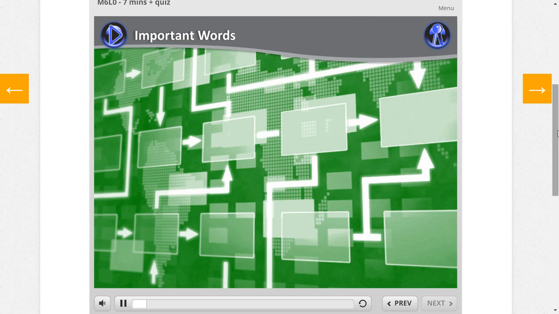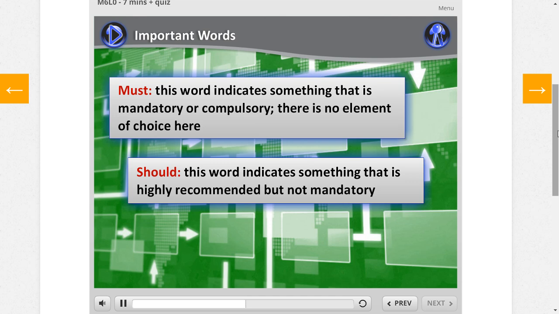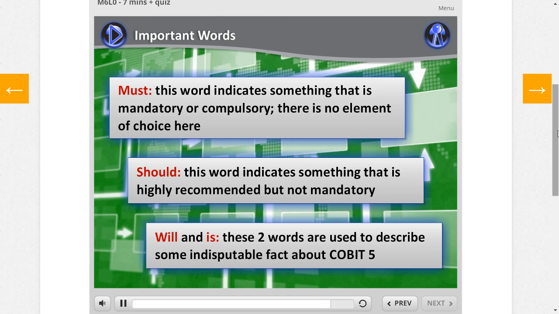Now let's look at how certain little words are used in the exam and the shades of meaning between them. Must. This word indicates something that is mandatory or compulsory. There is no element of choice here. For example, the laws of your country say which side of the road you must drive on. Should. This word indicates something that is highly recommended, but not mandatory. You do have some choice here. For example, good practice states that you should check your car's fuel gauge before setting out on a long journey. And will and is. These two words are used to describe some indisputable fact about COBIT 5.